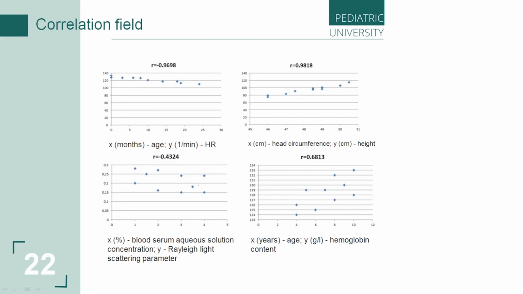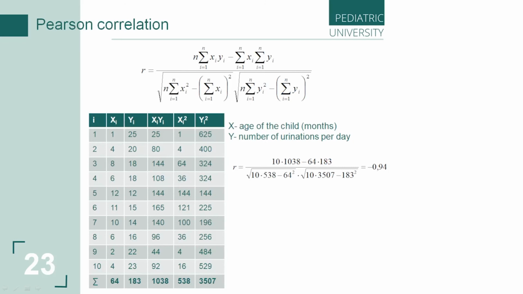And in the last graph, we can see that the relationship is positive and the correlation coefficient is 0.68, so the relationship is significant, but not strong. The Pearson correlation coefficient is calculated using this formula.